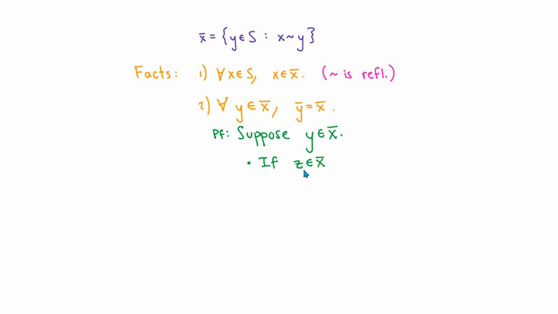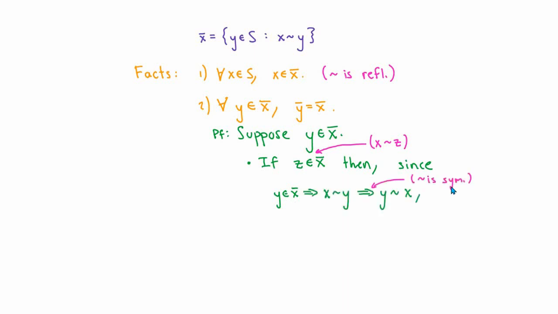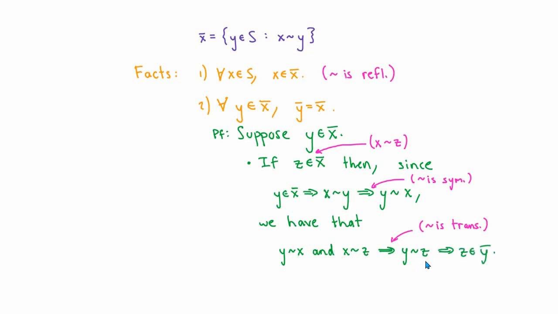So suppose that z is an element of x bar, which remember means that x is related to z. Then since y is an element of x bar, we have that x is related to y, and because every equivalence relation is symmetric, that also implies that y is related to x. But now, since y is related to x, and x is related to z, by the fact that any equivalence relation is also transitive, we also have that y is related to z, which qualifies z to be a member of the equivalence class of y. This shows that every element of x bar is also an element of y bar, so x bar is a subset of y bar.